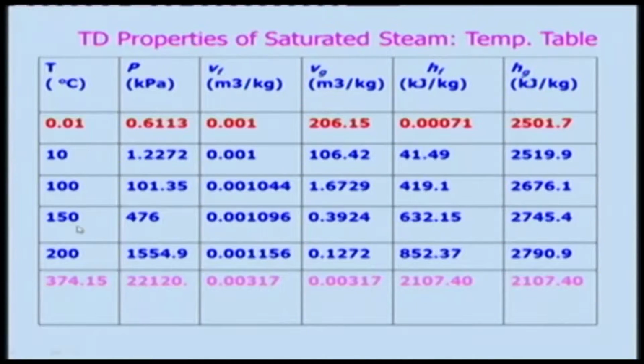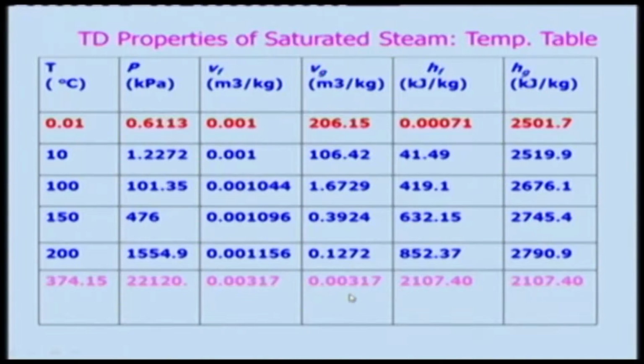And of course, as you go on increasing the temperature, your saturated pressure goes on increasing, and it reaches a pressure corresponding to this temperature, 374.15 degrees Celsius. What is this? This one is your critical point, because the specific volume of the liquid is the same as that of the gas, and this is where the enthalpy of the liquid and the vapor is also the same. That means the latent heat of vaporization at the critical point is 0.